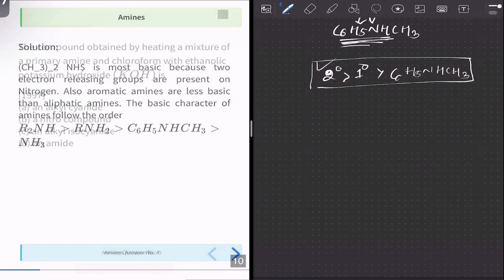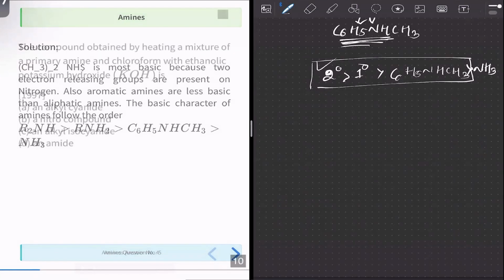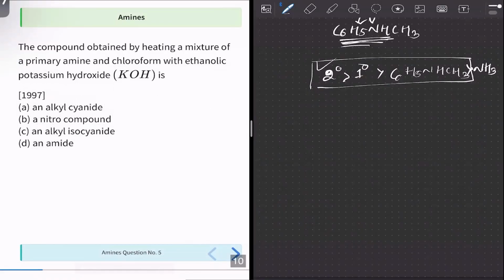This is the most basic because two electron releasing groups are present on nitrogen. Also, aromatic amines are less basic than aliphatic amines. So the basic character of amines will be secondary, primary, then aryl, then NH3. Okay. So, let's move to the next question.